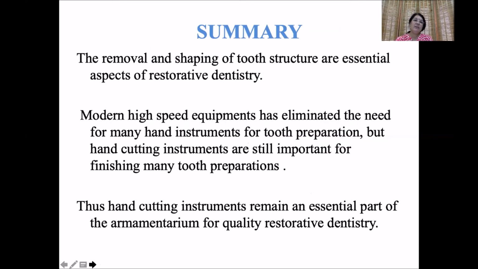So in short, removal and shaping of tooth structure is an essential part of restorative dentistry. High-speed equipment has eliminated the use of hand instruments till today, but in 2020, with COVID coming in and no aerosol being advocated by the government and all the bodies, we are going back to hand instruments. So you need to know your hand instruments, and they are a very essential part of the armamentarium. Just like a physician cannot work without his stethoscope, a dentist cannot work without his hand instruments.